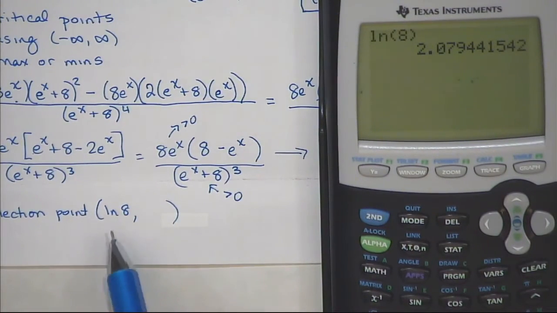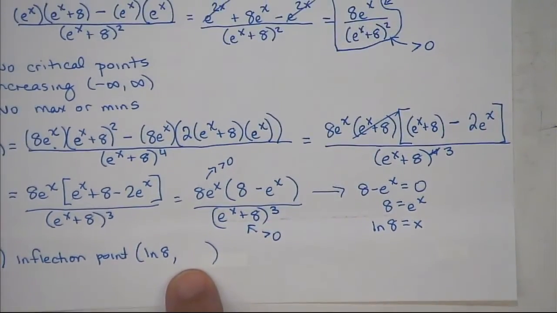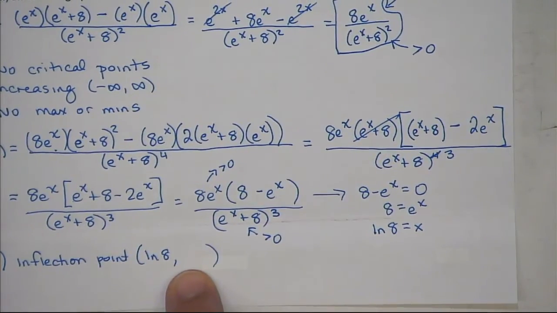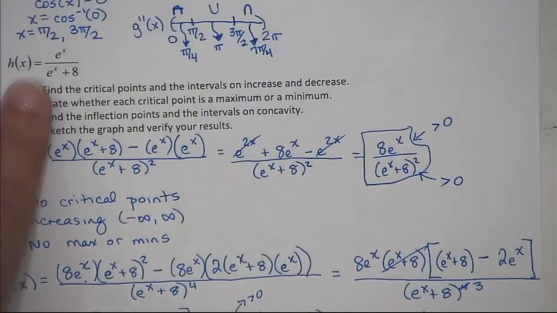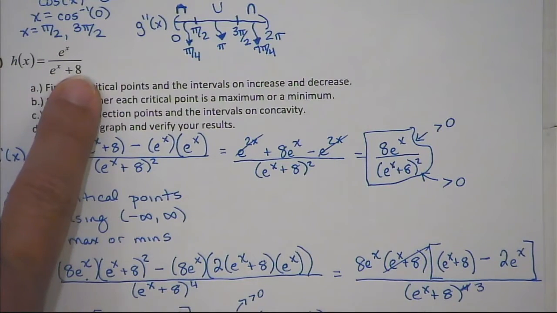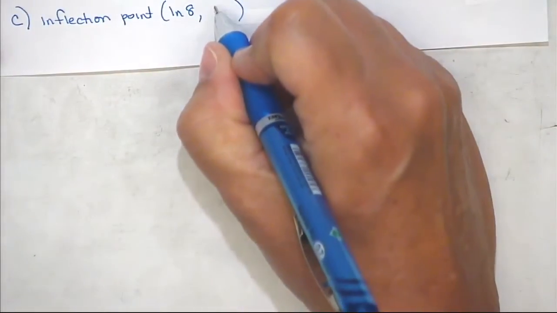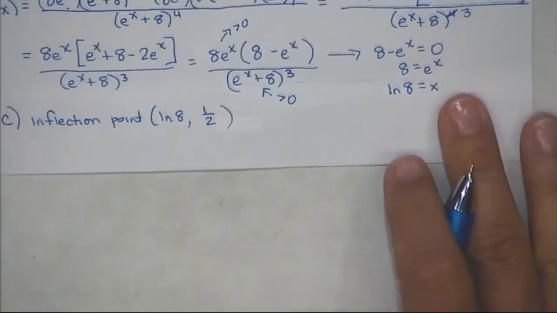So where do we plug the natural log of 8 to get the y value? In the original function. I don't need my calculator for that, because e to the natural log of 8, the e and that natural log cancel out. So that's 8. So e to the natural log of 8 is 8 over e to the natural log of 8 is 8 plus 8. So I get 8 over 16, that's a half. You can put it in your calculator, that's fine. So we get the natural log of 8, 1/2. There's our inflection point.